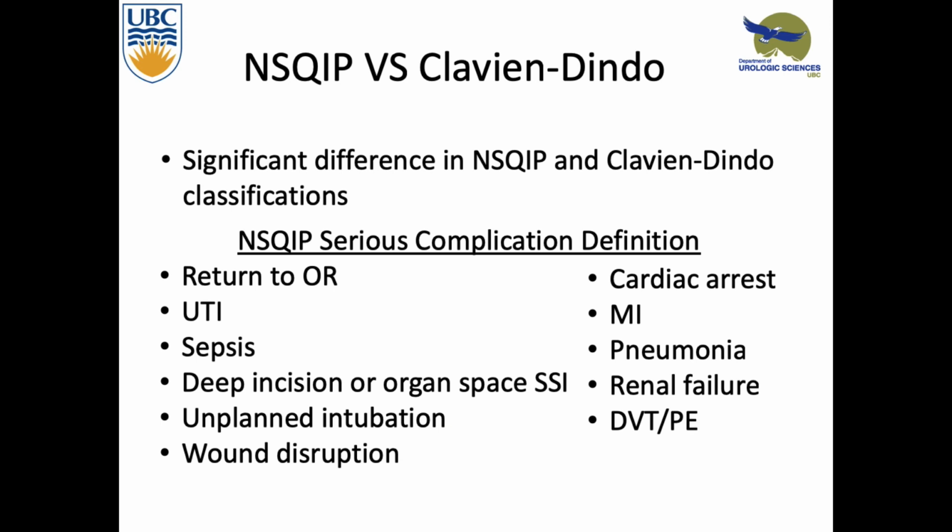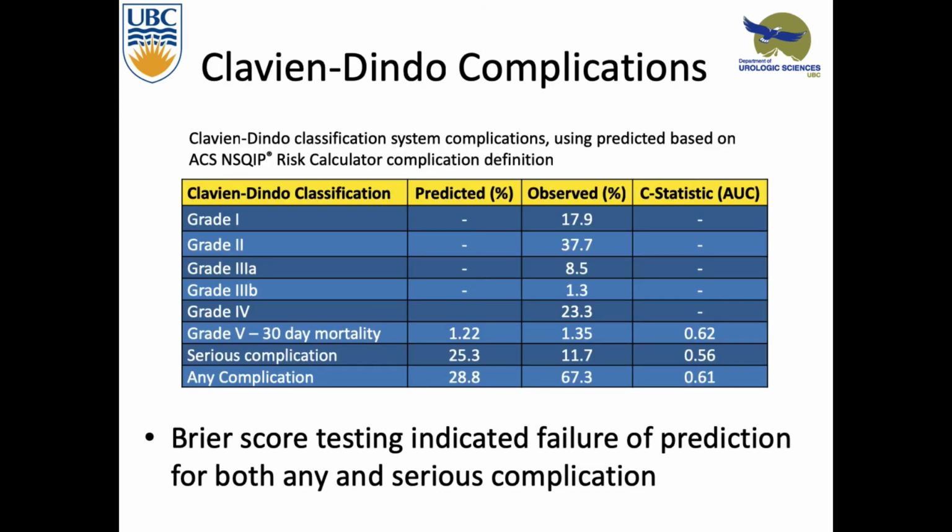So this is just to give you a sense of the differences between maybe something you're more used to using, like the Clavien-Dindo classification, and NSQIP. Looking at serious complication definitions: a return to OR, UTI, so they do consider UTI a serious complication, sepsis, deep incision or organ space surgical site infection, unplanned intubation, wound disruption, cardiac arrest, MI, pneumonia, renal failure, or DVT-PE. Some of these, I don't know that people here would consider serious complications. So it's good to highlight that difference so you understand when you see the numbers come out.